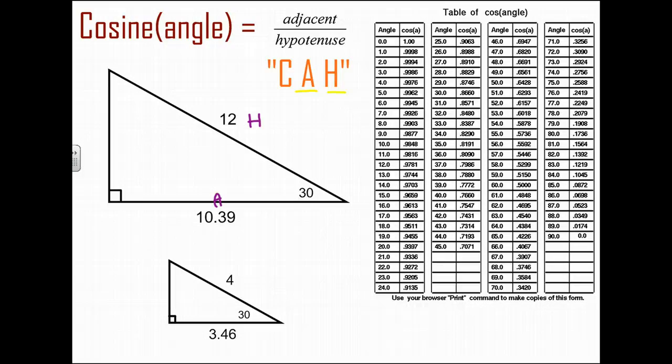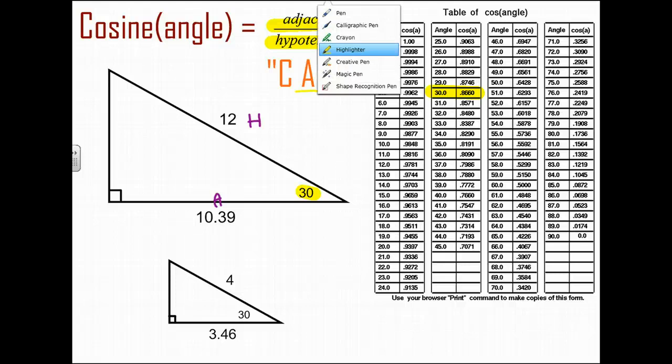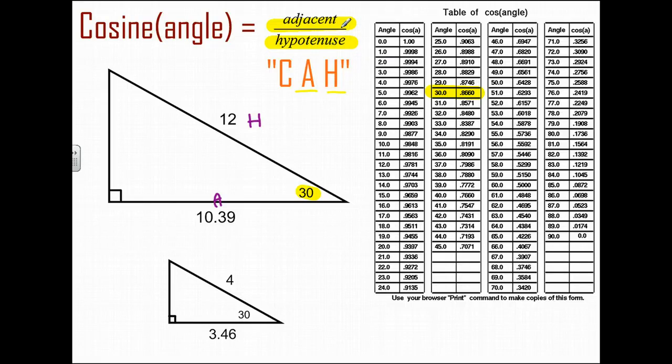Let's take a look at the table, and we're using a 30 degree angle. If we look up 30 degrees in our table of values, the ratio of the adjacent side divided by the hypotenuse, which is what cosine is, adjacent divided by hypotenuse, that's where you get your CAH from, SOH CAH TOA. That ratio will always be equal to 0.866, which means if I take this example here and calculate this ratio, 10.39 divided by 12, that will equal 0.866, no matter how big or small the triangle is.